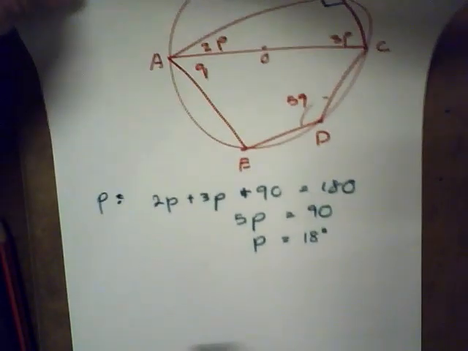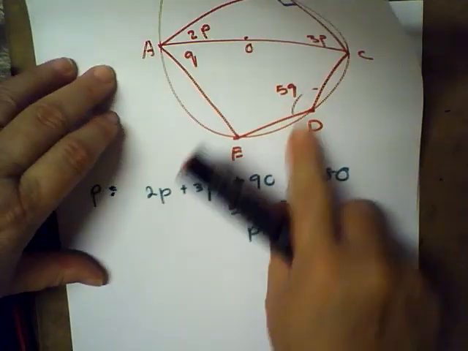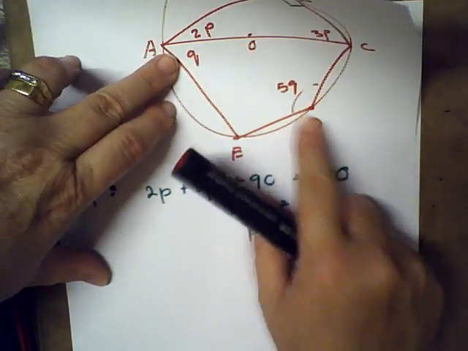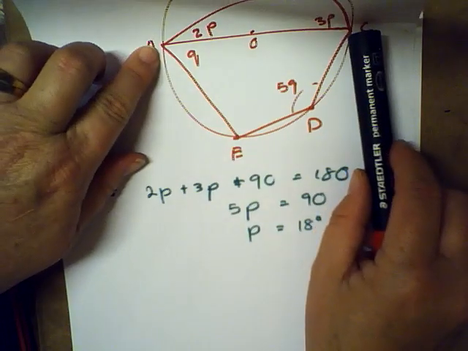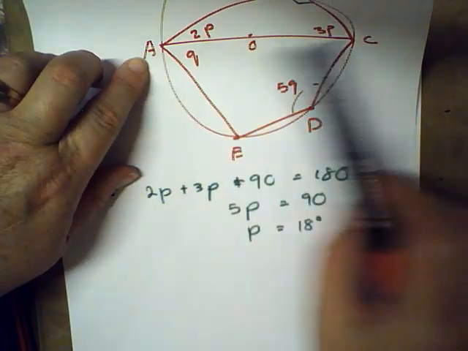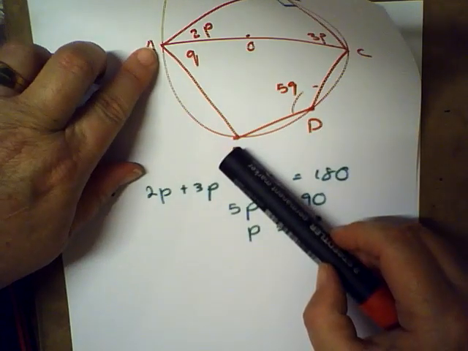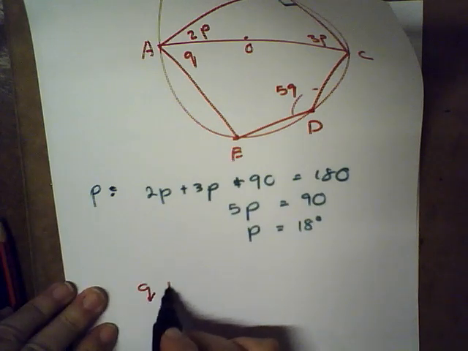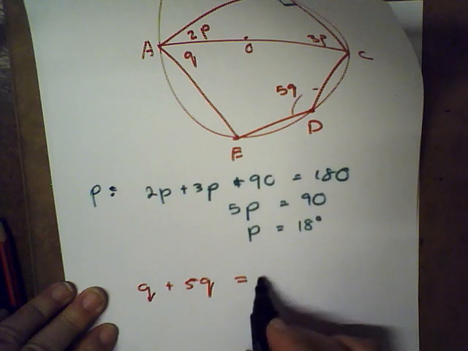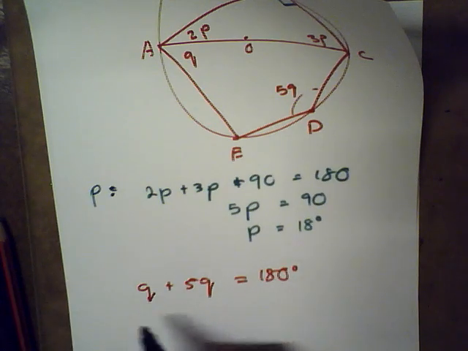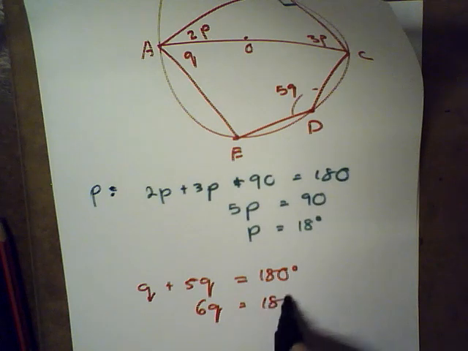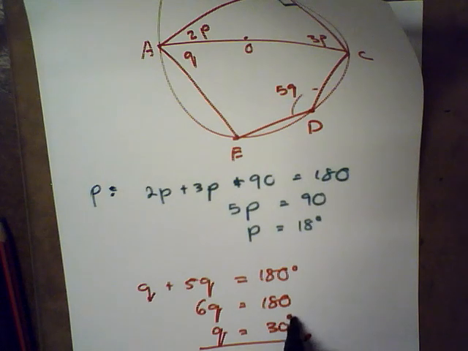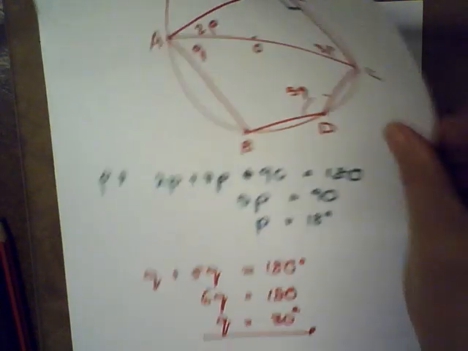Now similarly, we said the opposite angles of a cyclic quadrilateral add up to 180. This is a cyclic quadrilateral A, C, D, E. It's 4 sides on the vertices of a circle, and we know that Q plus 5Q would give us 180 degrees. Okay, so 6Q equals 180. That means Q must be equal to 30 degrees. And we are done with this question 12. Okay, let's move on.